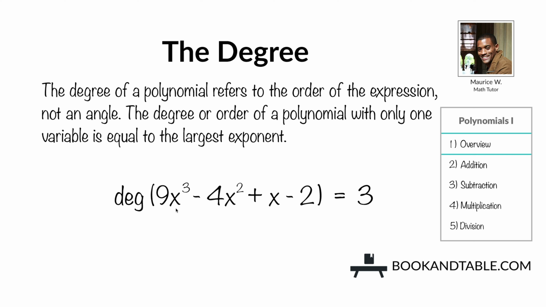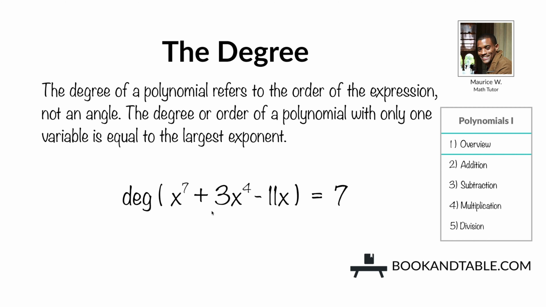And you represent the degree of a polynomial by putting the polynomial inside a pair of parentheses and preceding that expression with DEG for degree. So the degree of this polynomial is equal to 3.